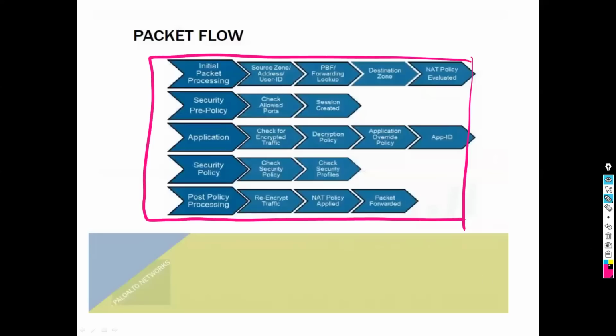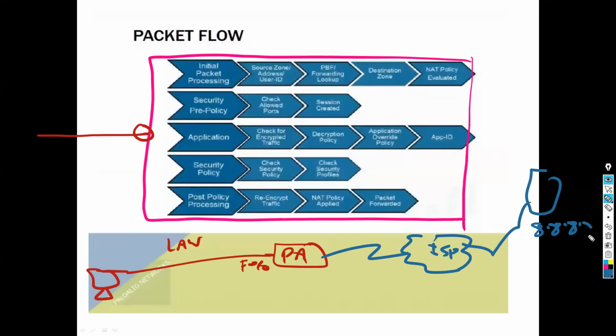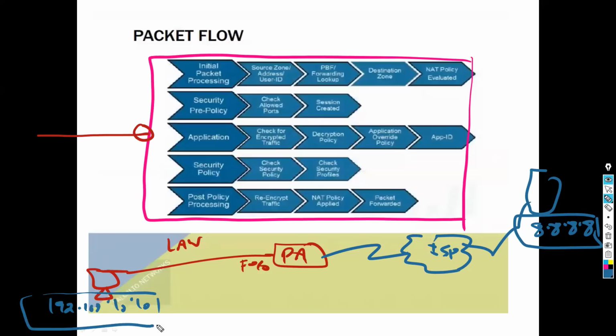Palo Alto firewall box. When traffic hits any ingress interface, for example, you have a Palo Alto firewall box. This portion is your LAN side, FastEthernet 0/0. On this side we have a machine, 192.168.10.10, and this side we are using as an ISP side. On the other side we have a server, for example, 8.8.8.8. This portion is your WAN side.